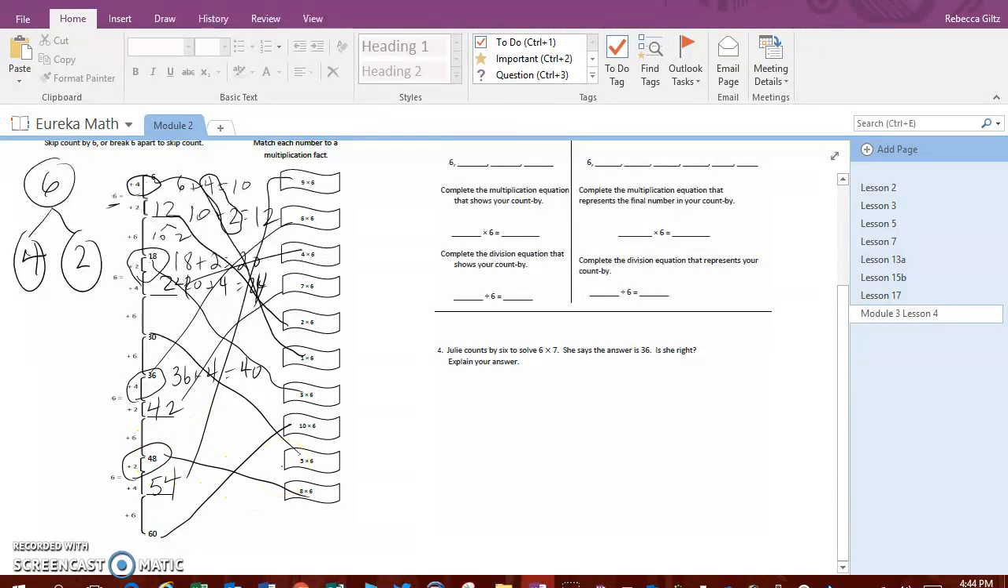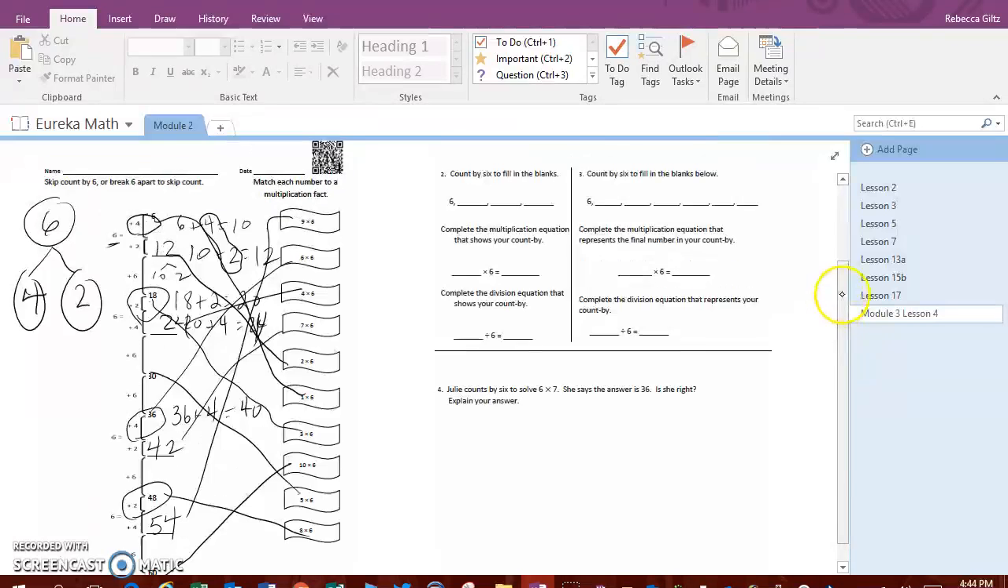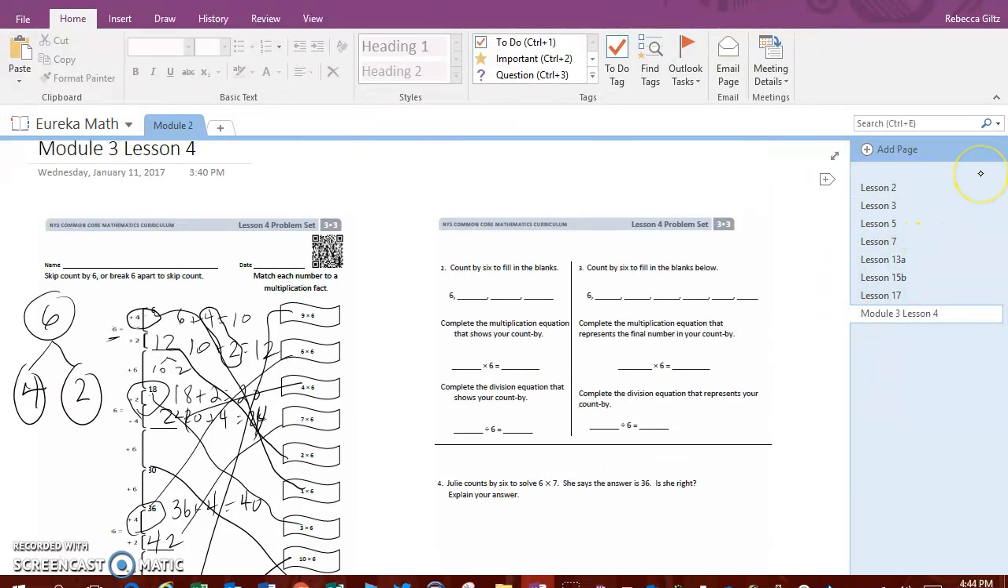Okay? So these 6 facts aren't the easiest facts to skip count by, and that's why we have that all laid out here on this column. Okay? All right, so flip to the back of your problem set. On this side, we're practicing what we call count bys. Okay, when I say count bys, it looks like this. It's a count by. We're counting by a certain number. So number 2 says count by 6 to fill in the blanks.